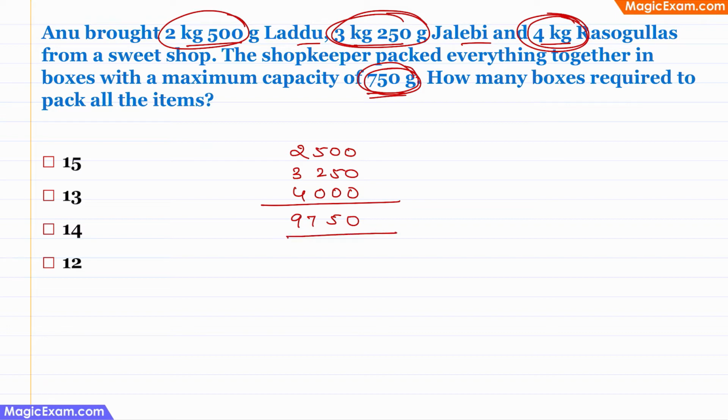So if we divide this 9750 by 750, we should get the answer. So 0, 0 cancel. So 75 ones are 75, 75 twelves is 900. So 75 thirteens is 975. So it will be 13. So the shopkeeper will need 13 boxes to fill all these sweets. Therefore the answer is 13.